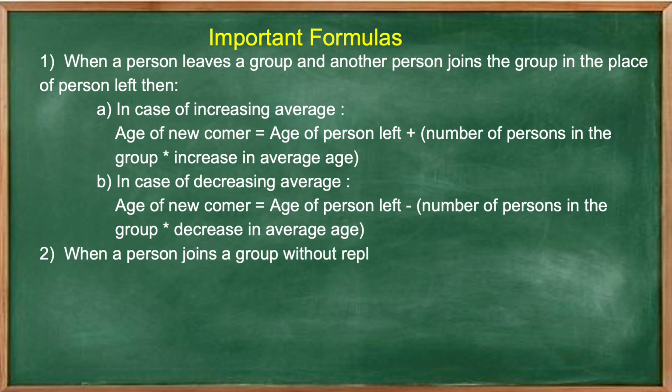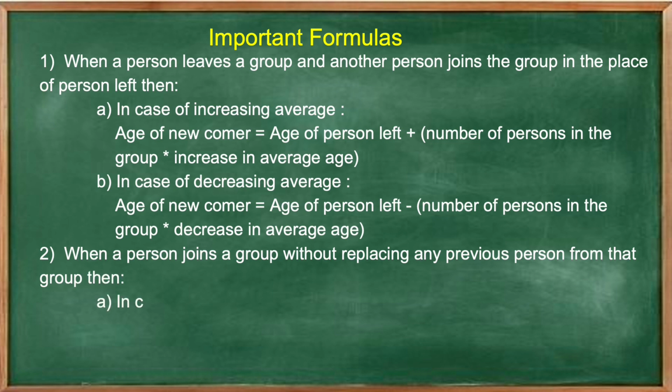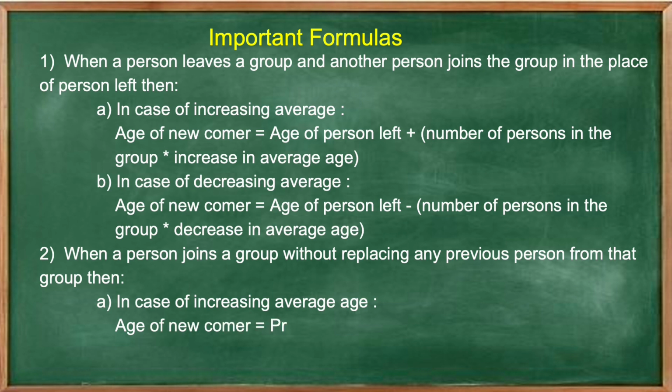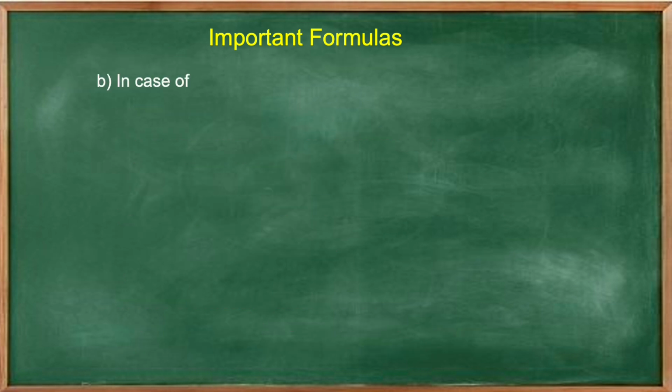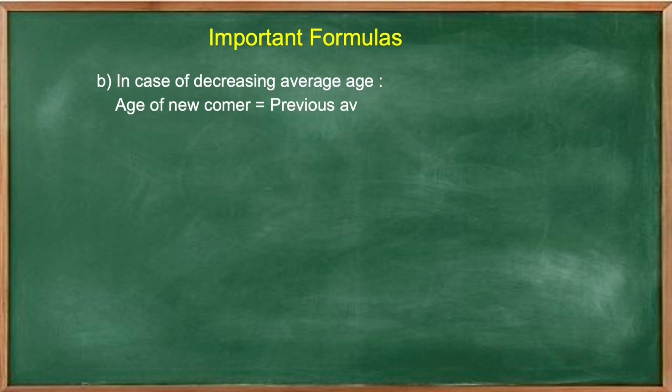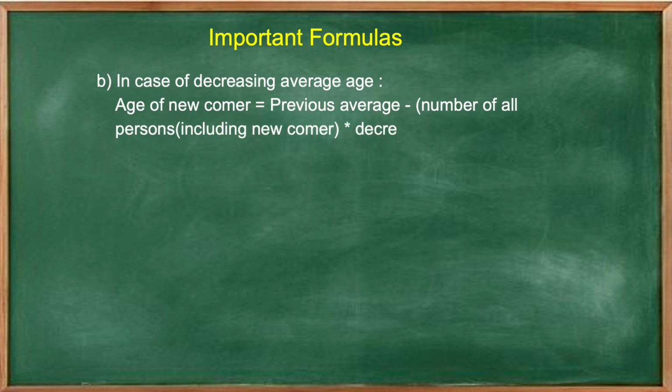Second formula, when a person joins a group without replacing any previous person from that group, then Case 1. In case of increasing average age, age of newcomer is equal to previous average plus number of all persons including newcomer into increase in average. B. In case of decreasing average, age of newcomer is equal to previous average minus number of all persons including newcomer into decrease in average.